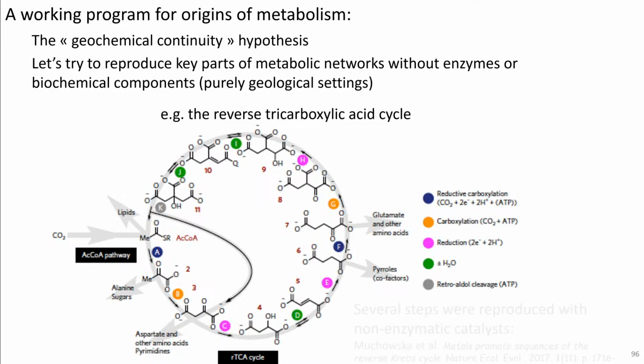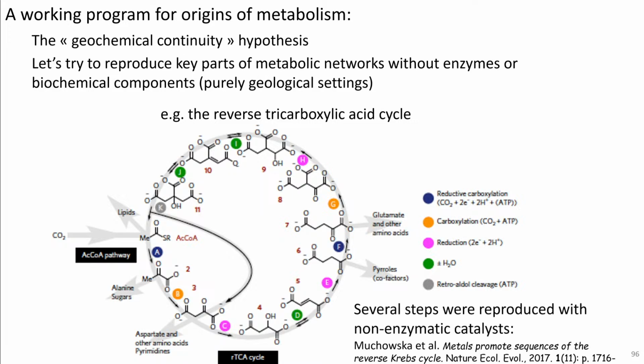And he didn't succeed in reproducing the cycle in itself, but yet he could duplicate several key steps by reflecting on the kind of chemistry and using, in many cases, the appropriate mineral to catalyze the concerned step.